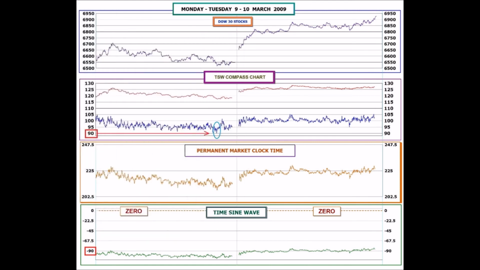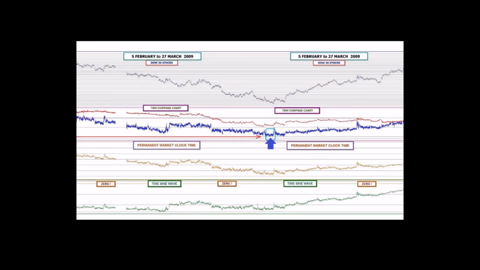The next one you're going to see is the time sine wave. This is for June of this year. This is from February 5th to March 27th, 2009. Let me adjust the image here for just a moment so it's all right on the screen.